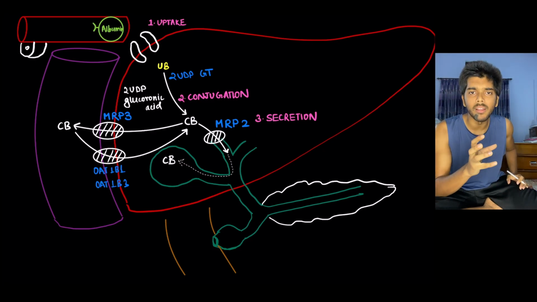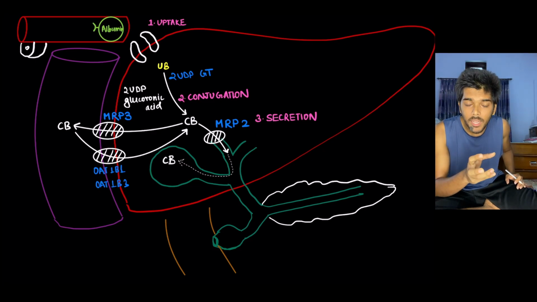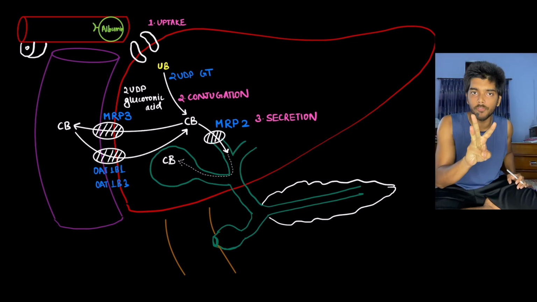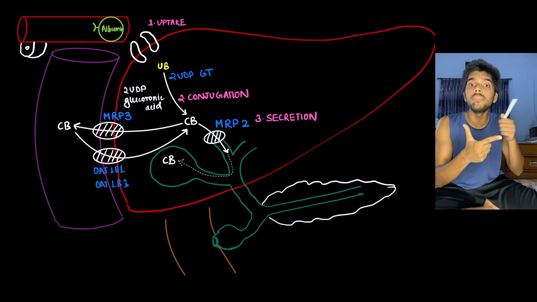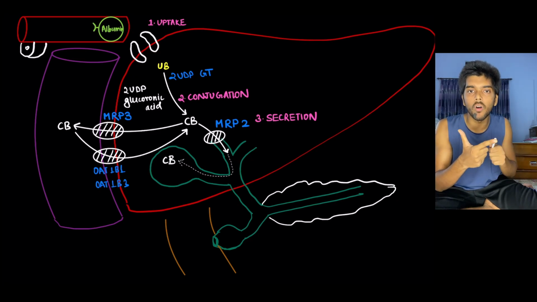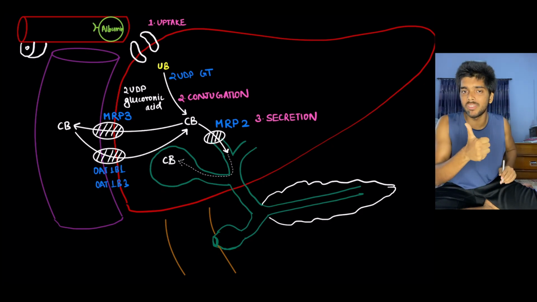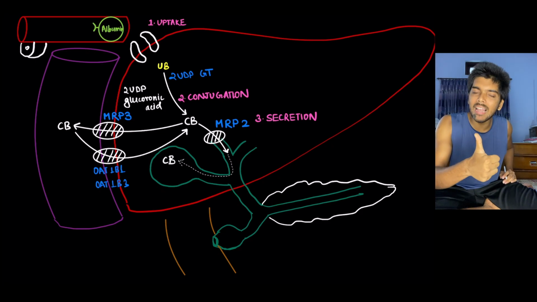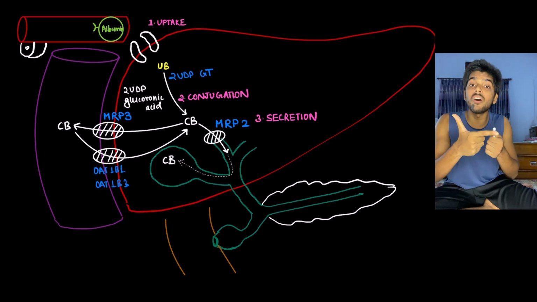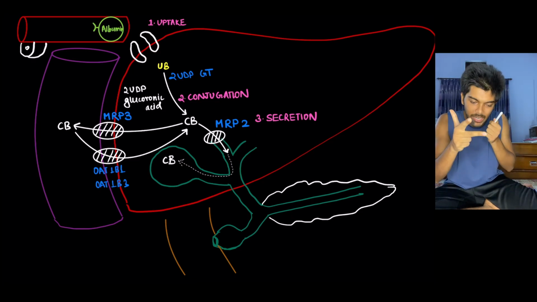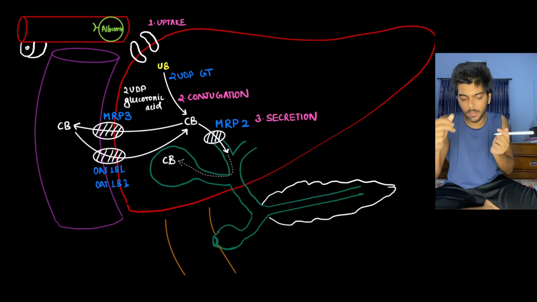What does gallbladder include? It includes bile. What is bile made up of? It is made up of 3 major stuff. Number 1, bile salt and bile acid. Number 2, the substance that makes up the bile salt and bile acid, that is cholesterol. And number 3, whatever is here, conjugated bilirubin.